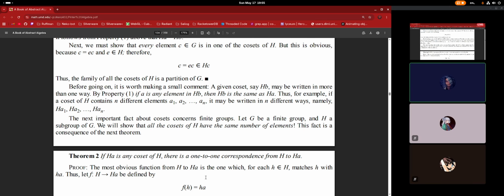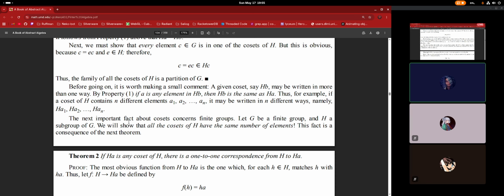That was very easy, even for me. Come on. Thus, the family of all the cosets of H is a partition of G. Cool. There is a small comment in here. A given coset, say Hb, may be written in more than one way. By property 1, if a is any element in Hb, then Hb is the same as Ha. We've seen this before. Thus, for example, if a coset of H contains n different elements, it may be written in n different ways.